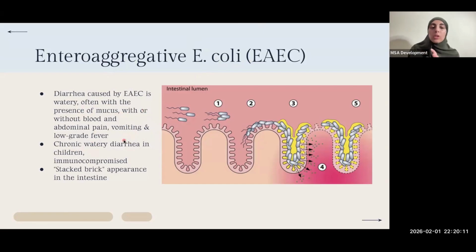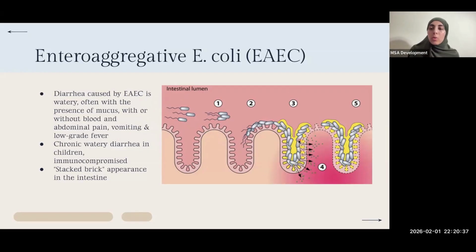And you get something called a stacked brick appearance. So from the name, enteroaggregative, you have aggregation of bacteria. This is the intestine, okay? This is the brush border with the villi. This is the lumen. You have the bacteria coming in, and they will bind over here, and they will collect between the villi and the crypts, and basically aggregate together, okay?